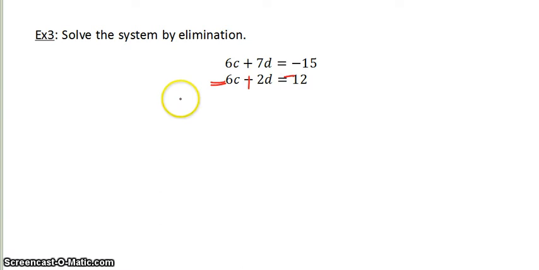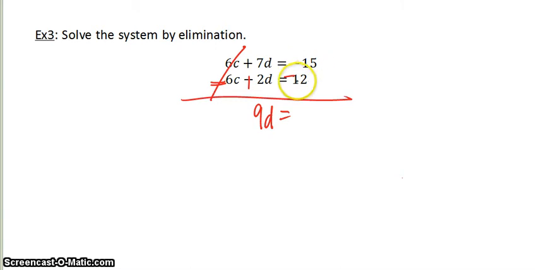Okay, so now I'm adding them after I distribute the negative, which makes it subtraction. So 6c minus 6c, that cancels out. Then we have 7d plus 2d, which is 9d, equals negative 15 and negative 12. So that would be a negative 27. Divide by 9. d equals negative 3.